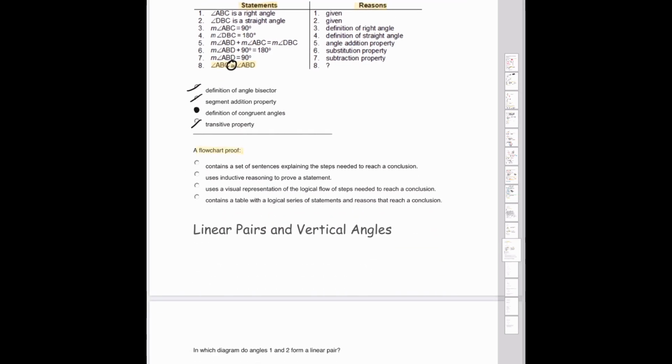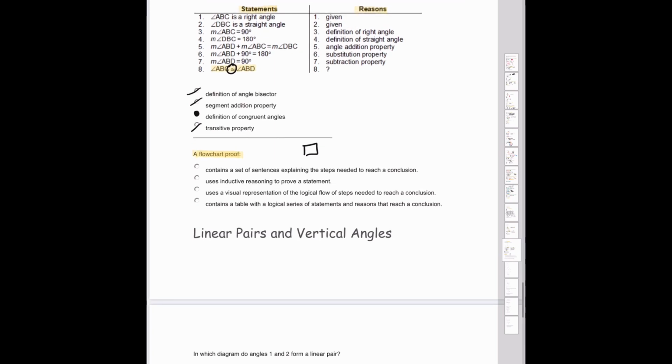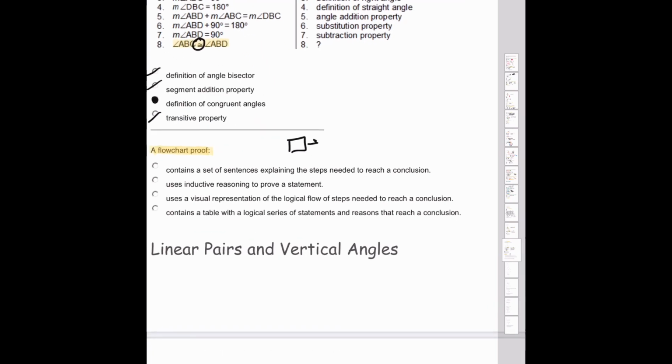What is a flowchart proof? That is what we're being asked. Well, we know that a flowchart proof takes a form that looks like this. It looks like a flowchart. And we know that we start with what we are given and we end with what we are trying to prove. So let's look at which of these statements represents what we know about flowchart proofs.